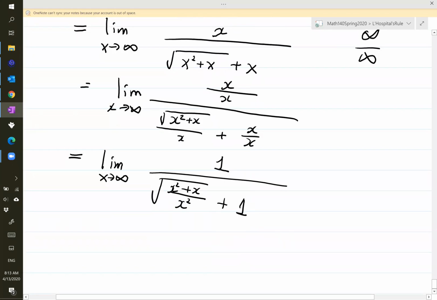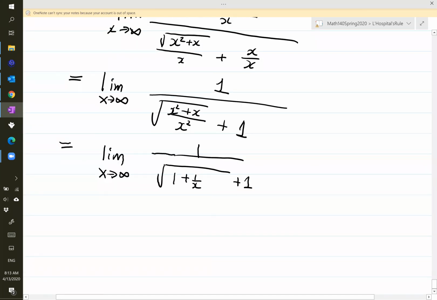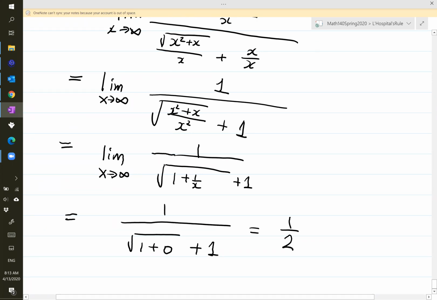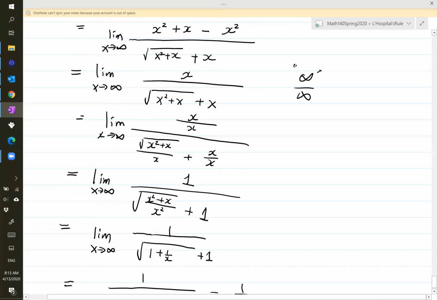So this will be the limit as x approaches infinity of 1 over square root of (1 plus 1 over x) plus 1. Now as x approaches infinity, 1 over x approaches 0. So this is actually 1 over square root of 1 plus 0 plus 1. So this is 1 over 2, so this is 1 half. Okay, 1 half.